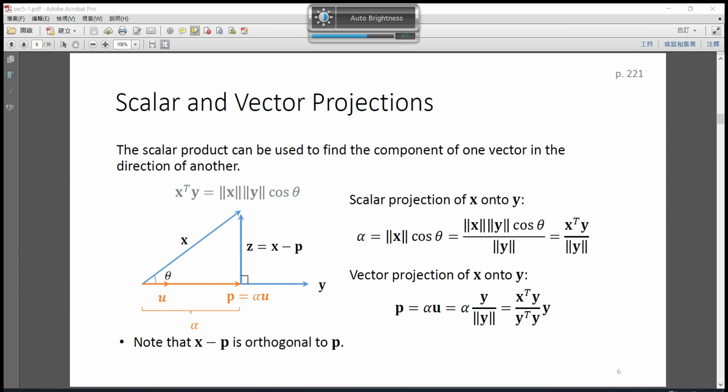Next, we discuss the geometrical meaning of the inner product. Let x and y be two vectors in Rn, and theta is the angle between the two vectors. And let P be the projection of x onto y. We know that if theta is less than 90 degrees, then P and y are in the same direction. If theta is larger than 90 degrees, then P and y will be in the opposite directions.